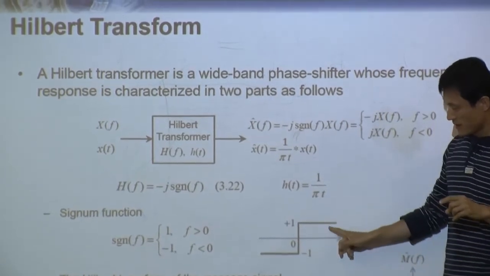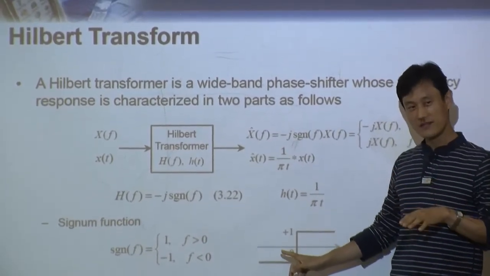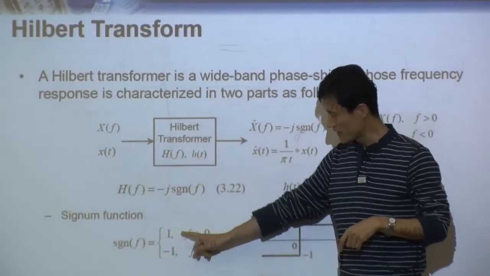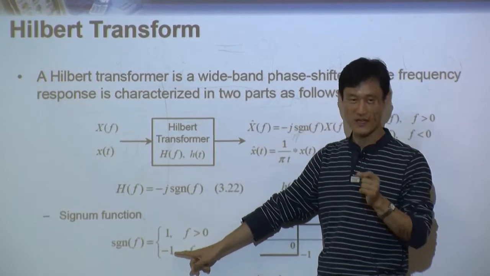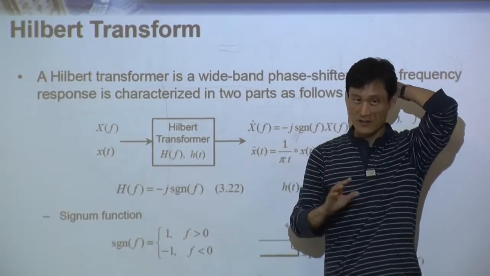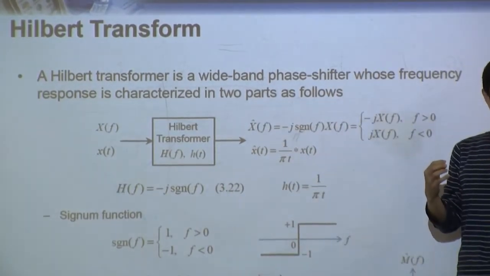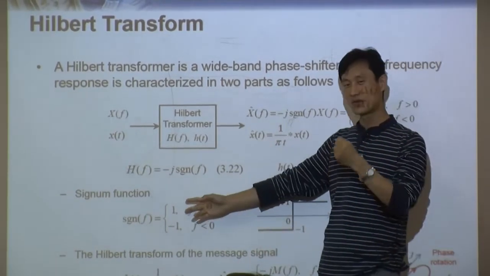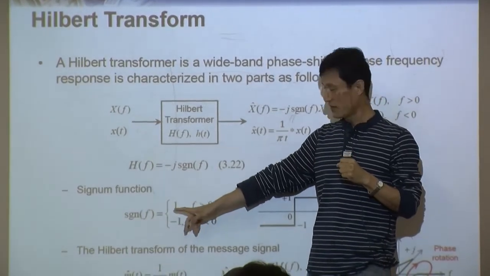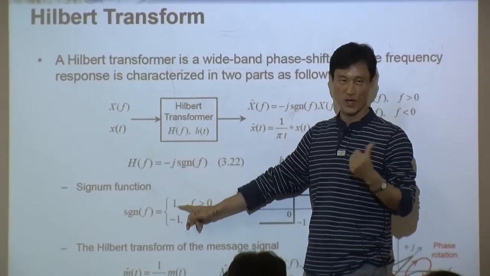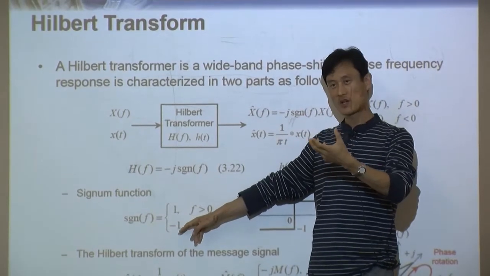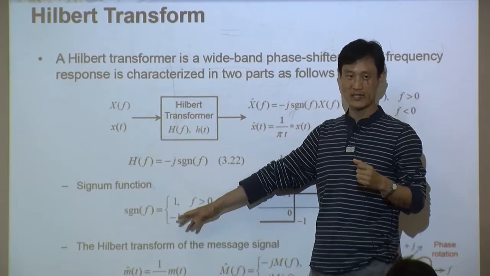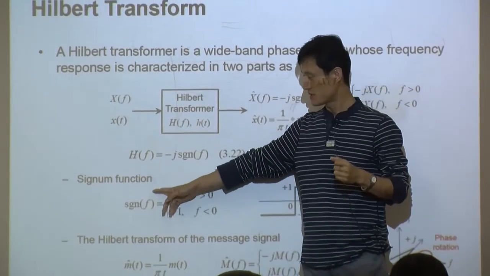And if the input is negative, the output is minus 1. So the output of the signum function is only 1 or minus 1. The input can be anything, you can get any input, but the output is only 1 or minus 1. It's like you are taking only the sign. If it's positive, you make a plus 1 output. If the input is a negative value, then the output is going to be minus 1. So that's the signum function.